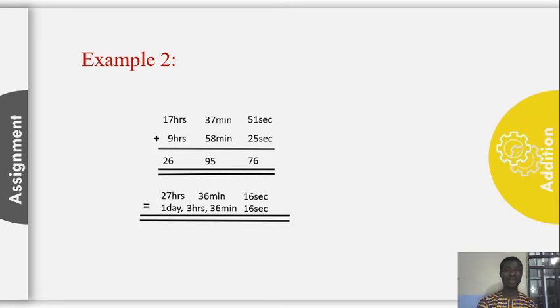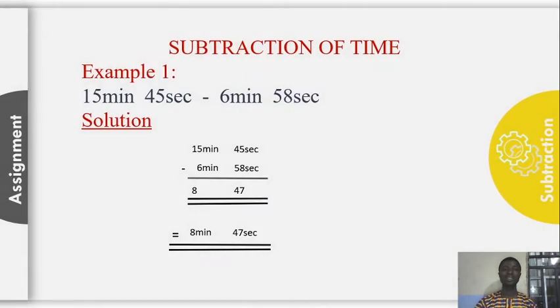24. 24 hours make 1 day. So, from these 27 hours, you already have 1 day. So when you remove 24 hours from 27 hours, you are left with 3 hours. So you have 1 day, 3 hours from 27 hours. So this is 1 day, 3 hours, 36 minutes, and 16 seconds. That's our final answer. 1 day, 3 hours, 36 minutes, 16 seconds. Let's move over to the next, which is subtraction.